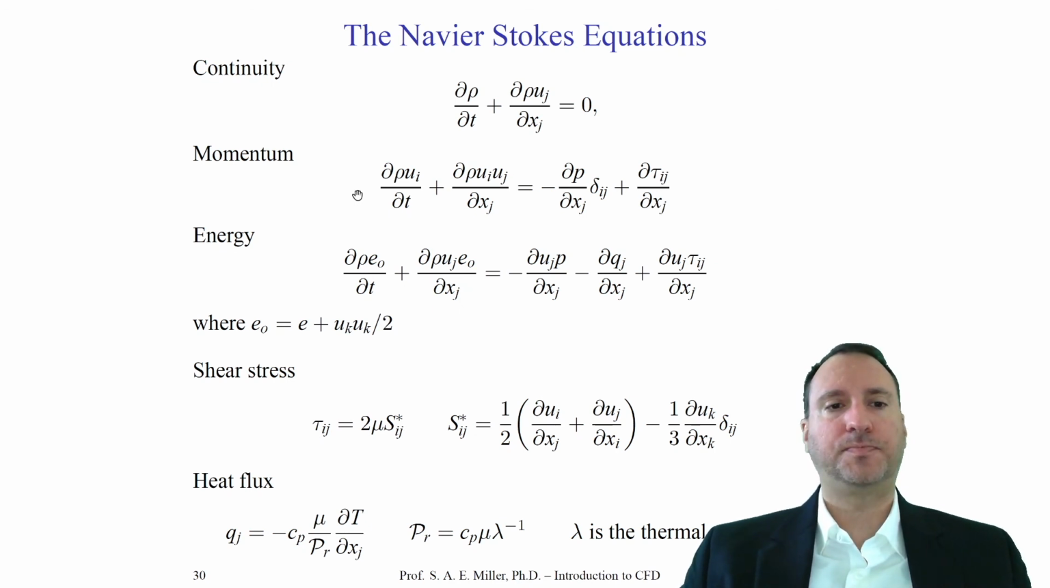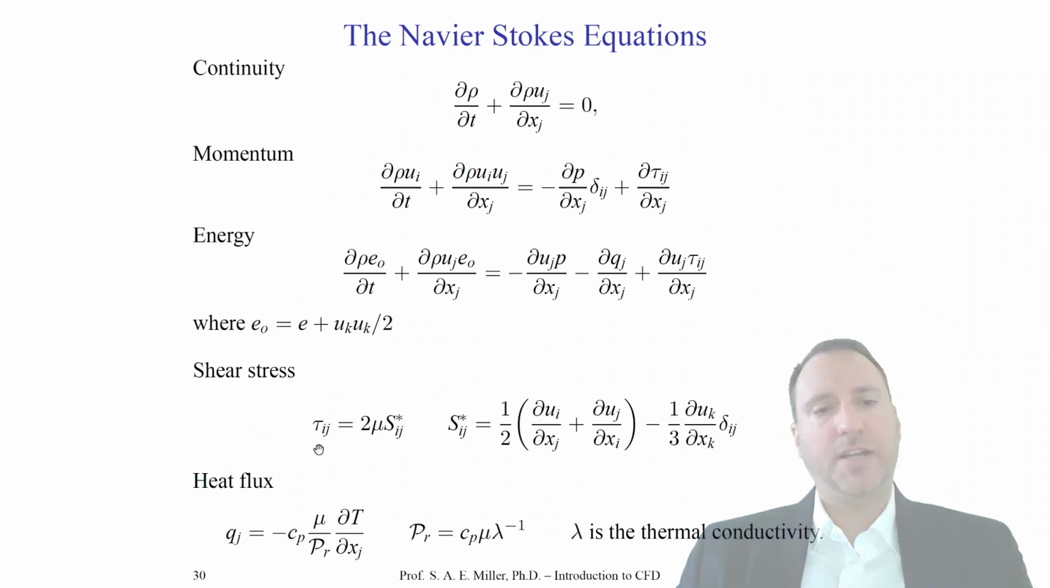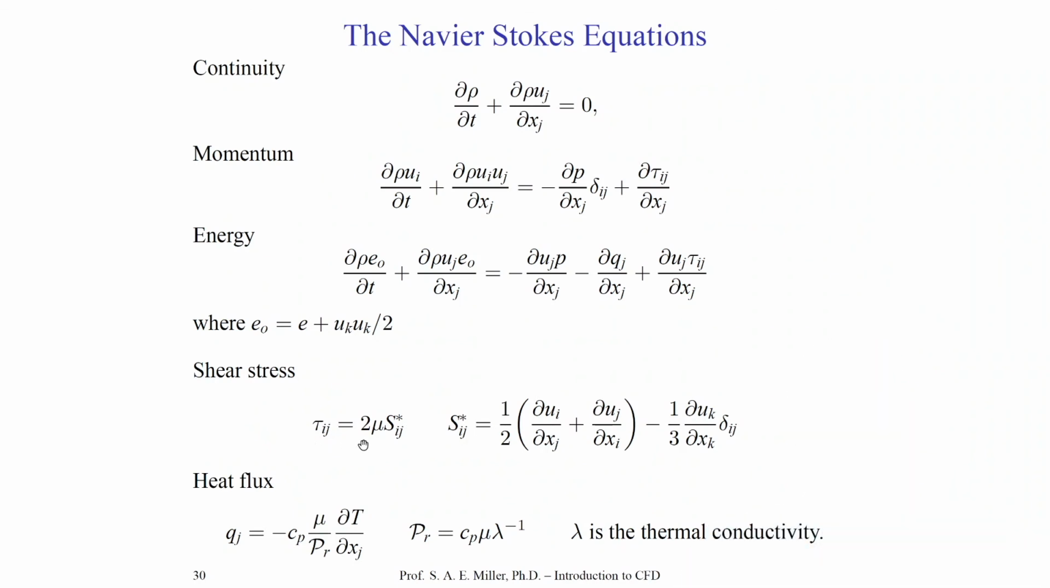It's fascinating. Now, the shear stress we haven't defined yet. We might write tau_ij equals 2 mu S_ij, where mu is your first coefficient of viscosity.